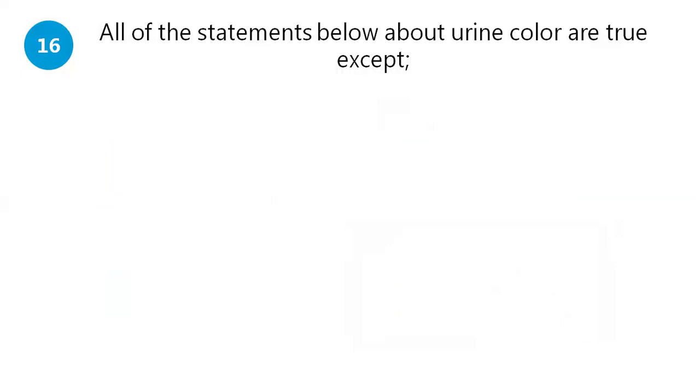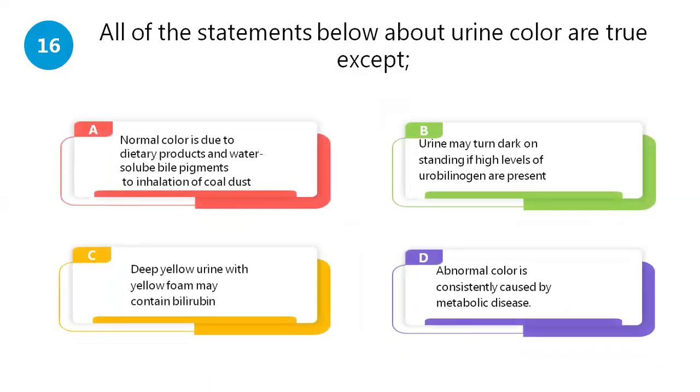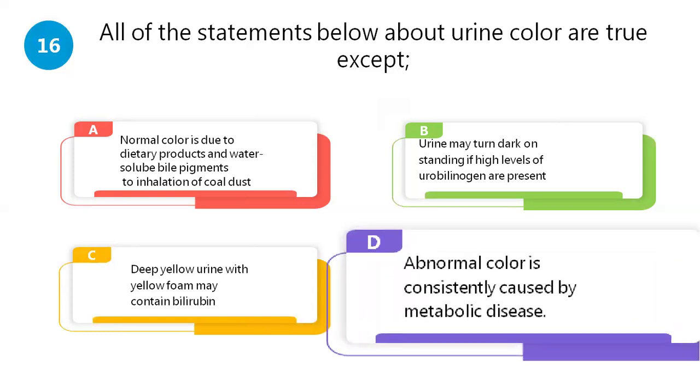All of the statements below about urine color are true except: option A, normal color is due to dietary products and water-soluble bile pigments and to inhalation of coal dust. Option B, urine may turn dark on standing if high levels of urobilinogen are present. Option C, deep yellow urine with yellow foam may contain bilirubin. And option D, abnormal color is consistently caused by metabolic disease. Here the right answer is option D. A, B, and C are generally true, but the statement that abnormal color is caused by metabolic disease is false in this case.